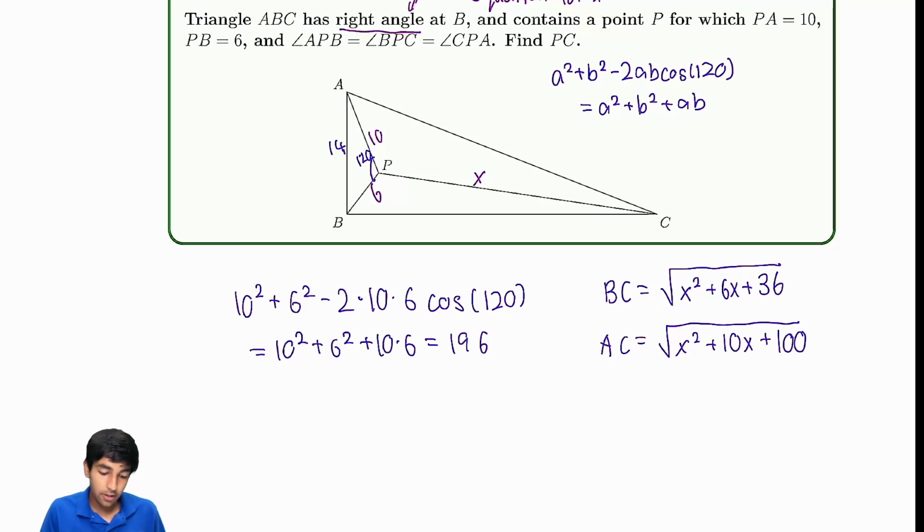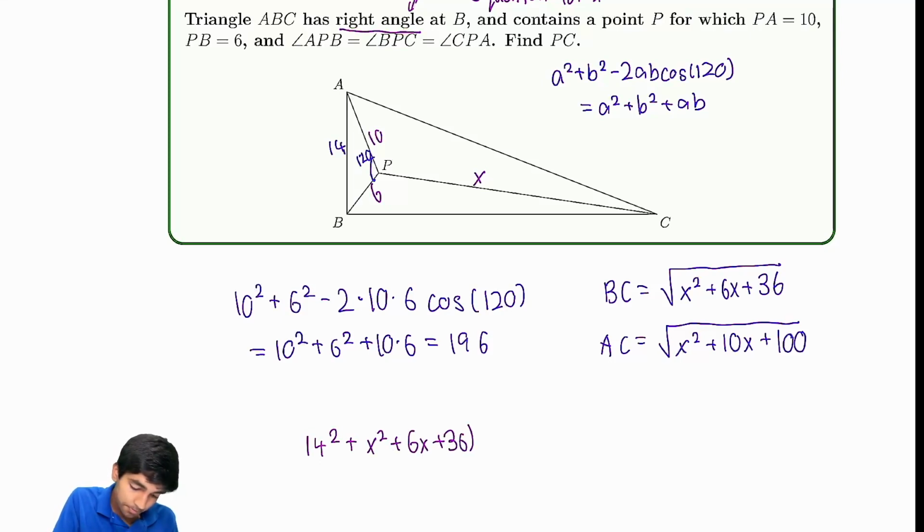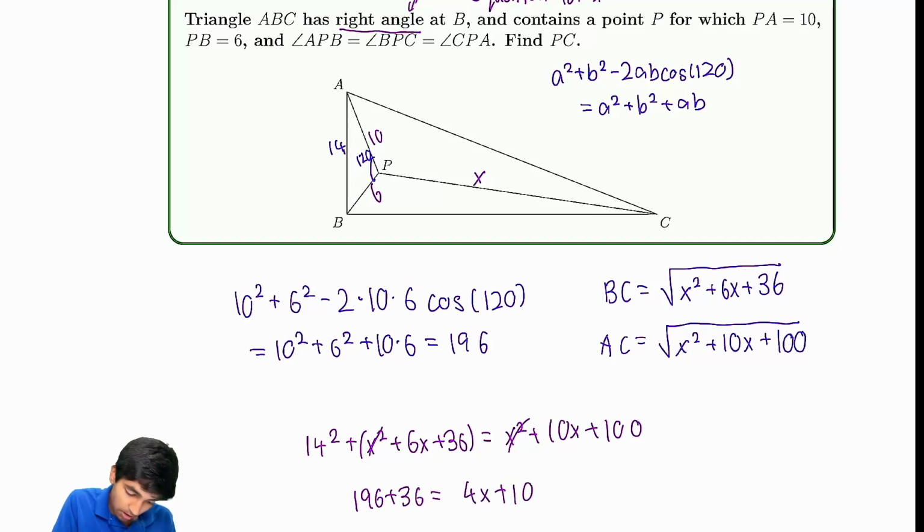Okay, so now let's just use the Pythag theorem. 14 squared plus BC squared, which is x squared plus 6x plus 36, is all equal to AC squared, x squared plus 10x plus 100. And now we can just cancel out that x squared right there. And we get 196 plus 36 equals 4x plus 100. And we get x equals 33. And that's exactly what we're looking for.